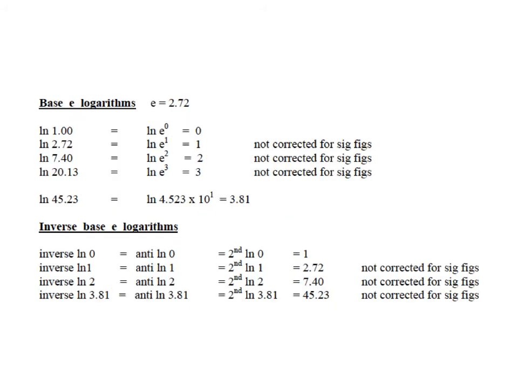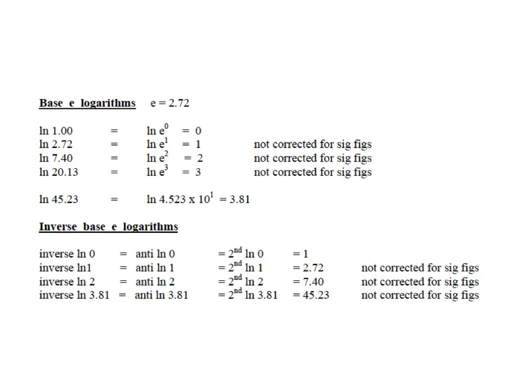Alright, now base e logs behave the same way, it's just that the numbers are different. The reason is that it's no longer base 10, instead it's base e, which is 2.72. And so everything is in powers of e. So you see e to the power 1, e to the power 2, e to the power 3. e to the power 3 is 2.72 to the power 3, which is 20.13.